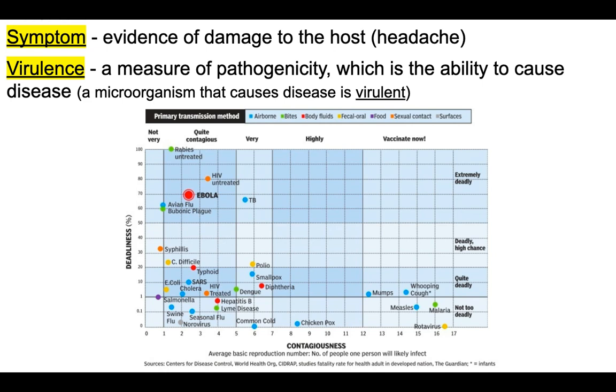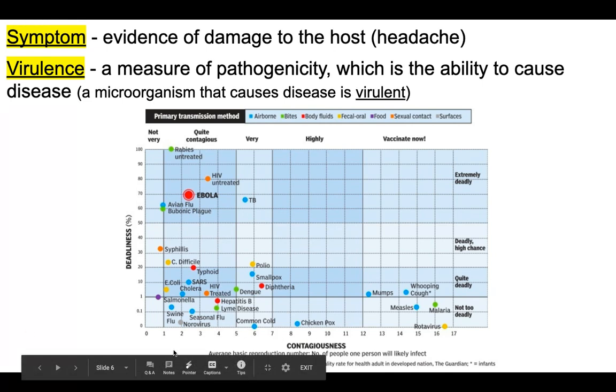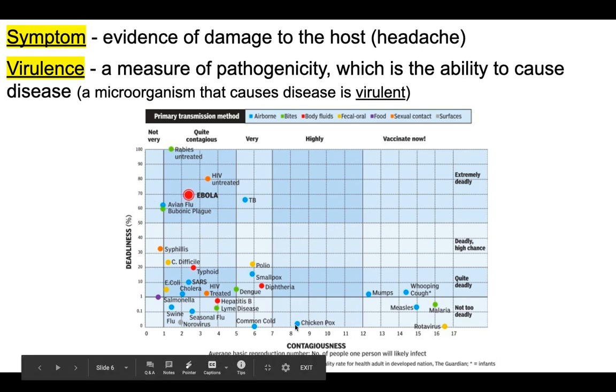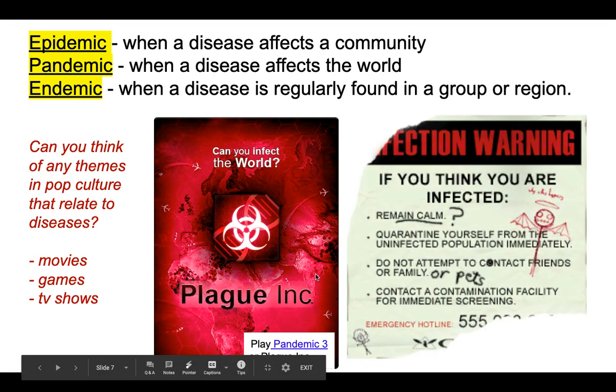So when we're thinking about the coronavirus, a symptom might be a fever or the respiratory cough. The virulence then is just a measure of the pathogenicity. And what that means is that some diseases might be more dangerous than others, and the virulence is just a measure of that. So if you look at the graph, you have contagiousness versus deadliness. Ebola might not be that contagious, but it's super deadly. Whereas chickenpox is very contagious, but it's not deadly. So these are 2 differences in virulence that we would look at.